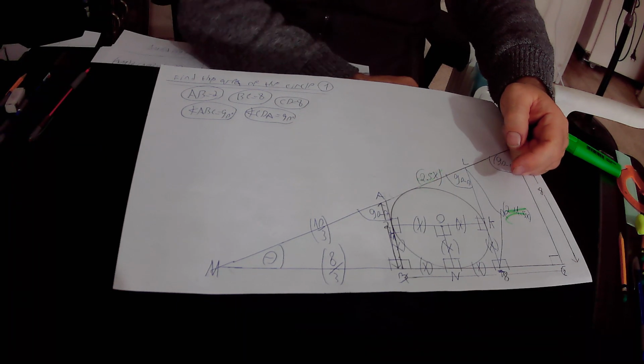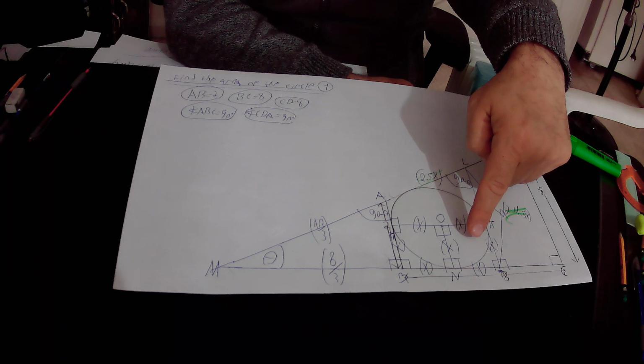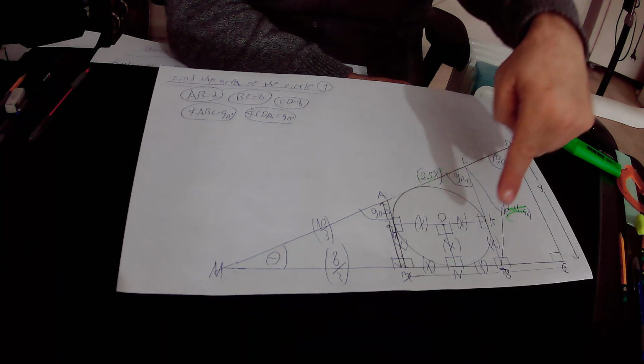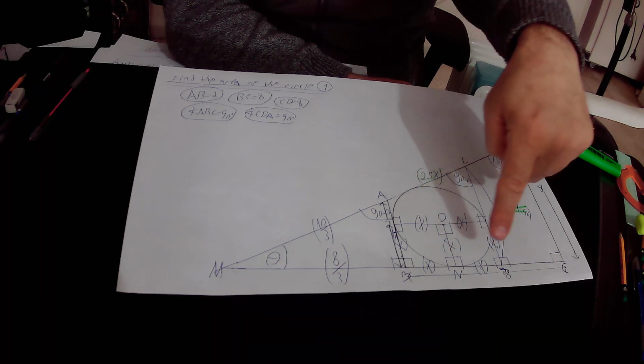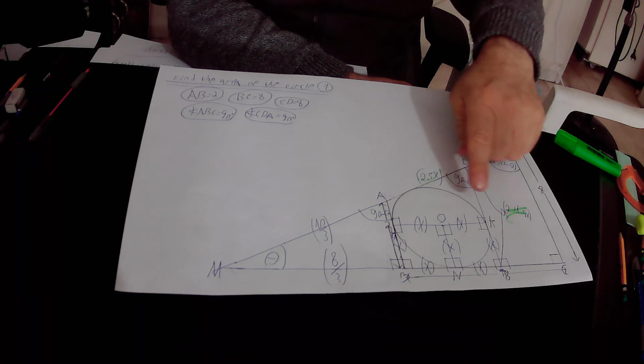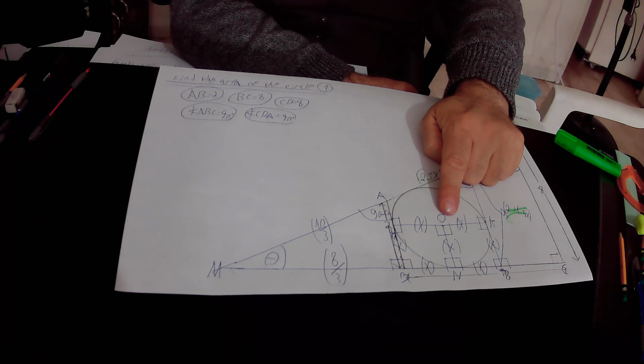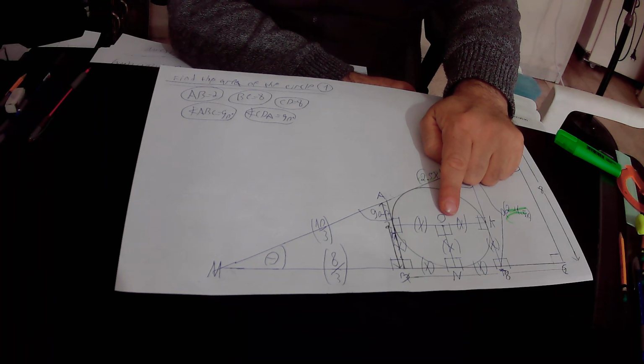Then we focus on the small quadrilateral OKT and its neighbor. In this small quadrilateral, we have 1, 2, 3 right angles. Therefore, the fourth angle must also be equal to 90 degrees, according to the rule that the sum of the angles in any quadrilateral is equal to 360 degrees.